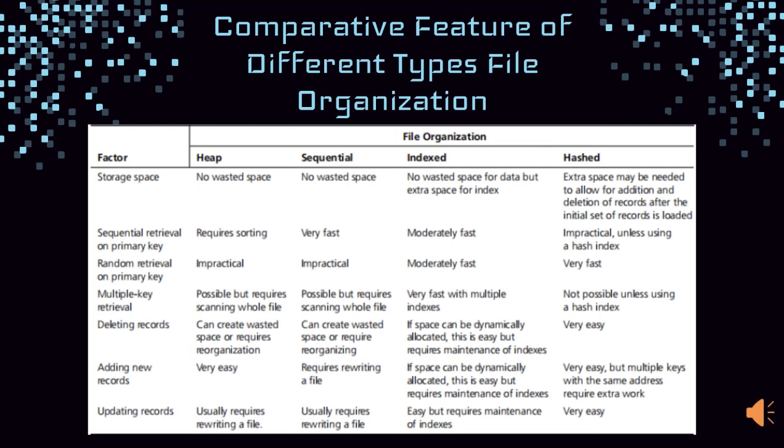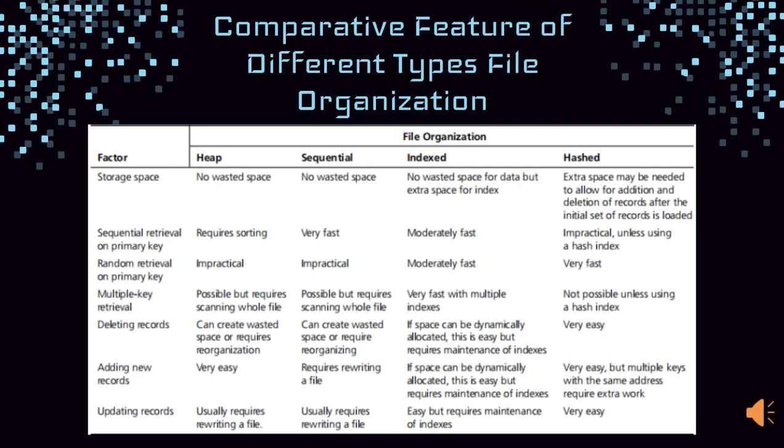Next is the comparative features of different types of file organization. The first factor is storage space. For heap, no wasted space. Sequential, no wasted space. For index, no wasted space for data but extra space for the index. For hash, extra space may be needed to allow for addition and deletion of records after the initial set of records is loaded. The second factor is sequential retrieval on primary key.